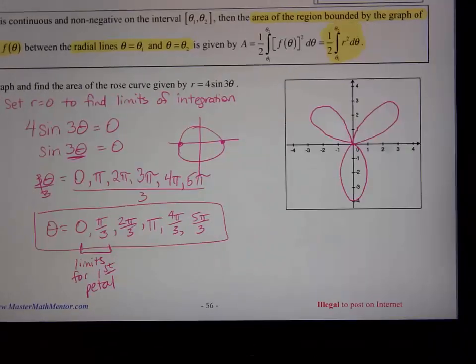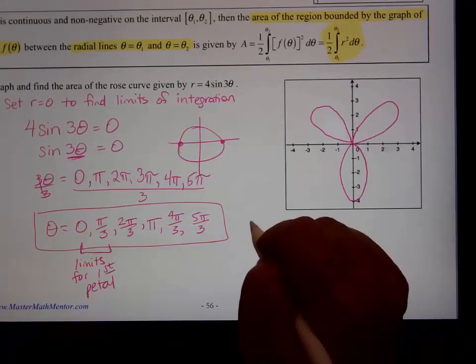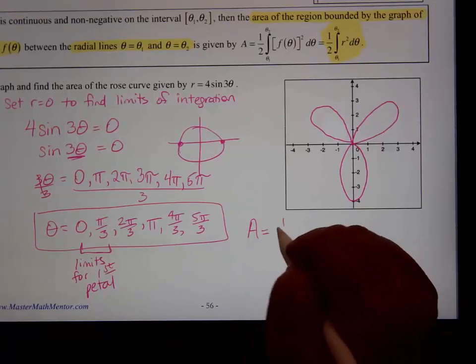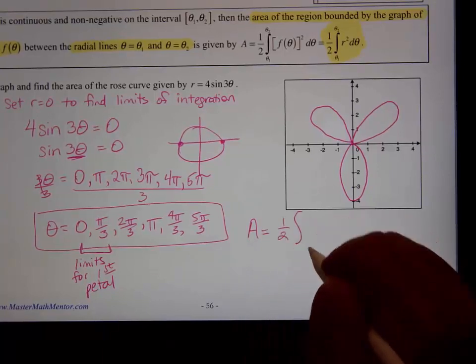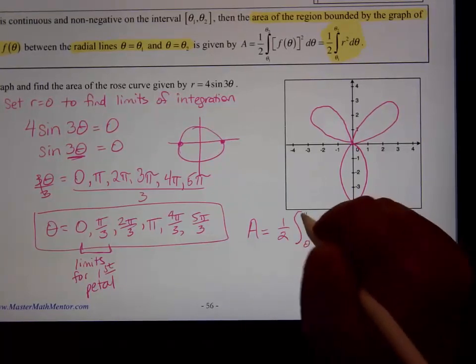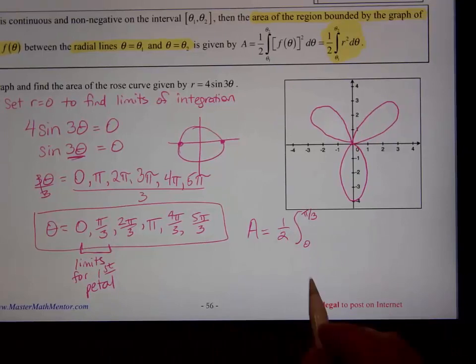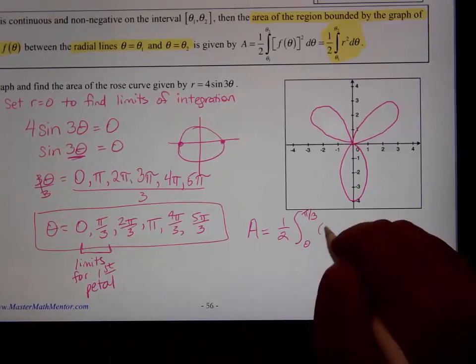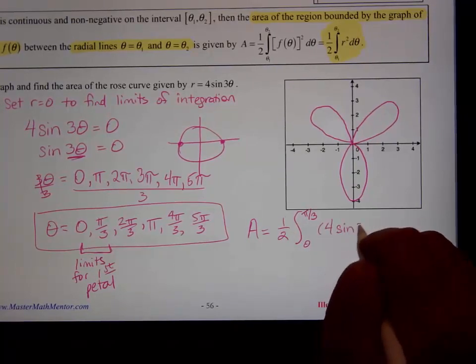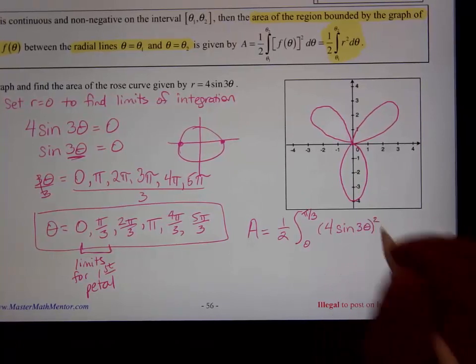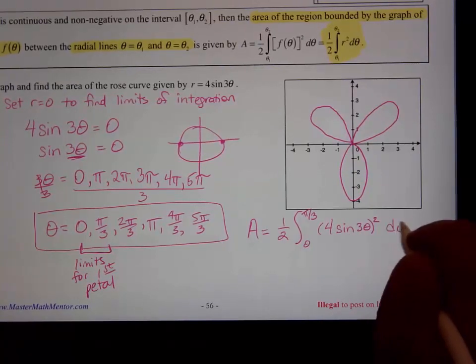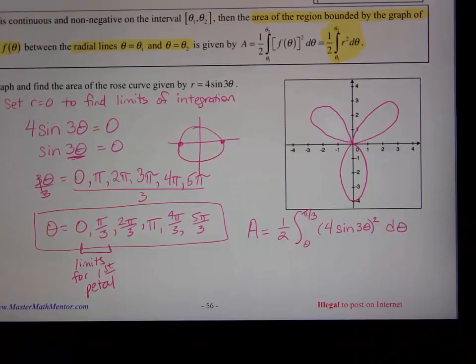That's a good point. So to do this problem, we now write that the area is equal to 1/2 the integral from 0 to pi over 3, because that's what made the petal on the calculator. The formula says r squared, so we write 4 sine 3 theta in a parentheses squared d theta, and that's what we're going to type in the calculator.